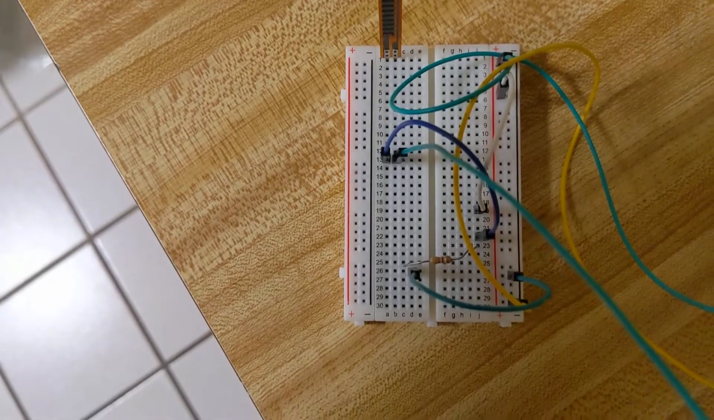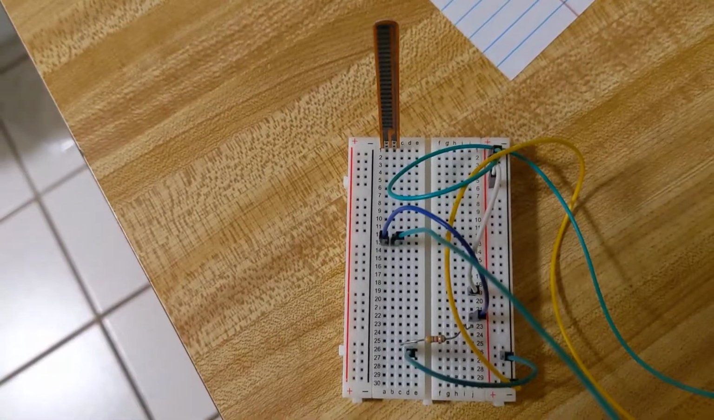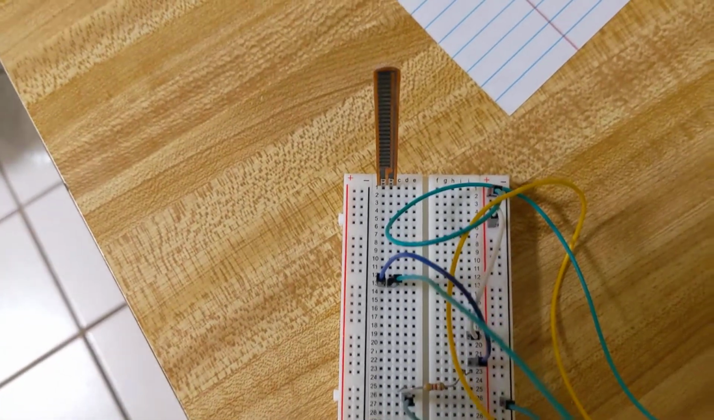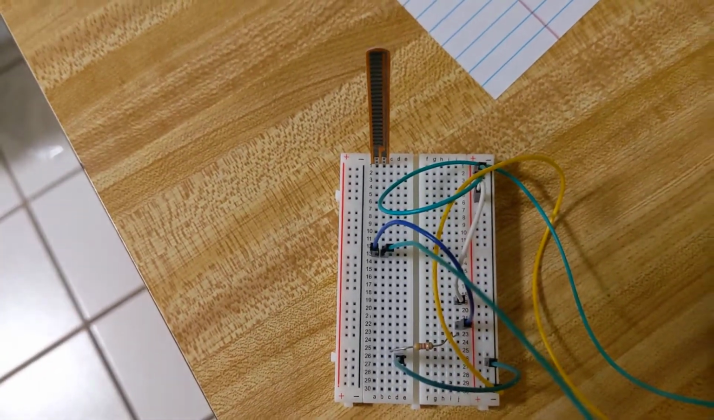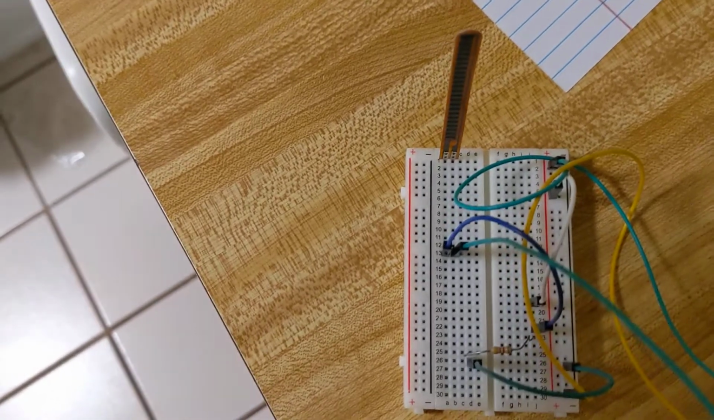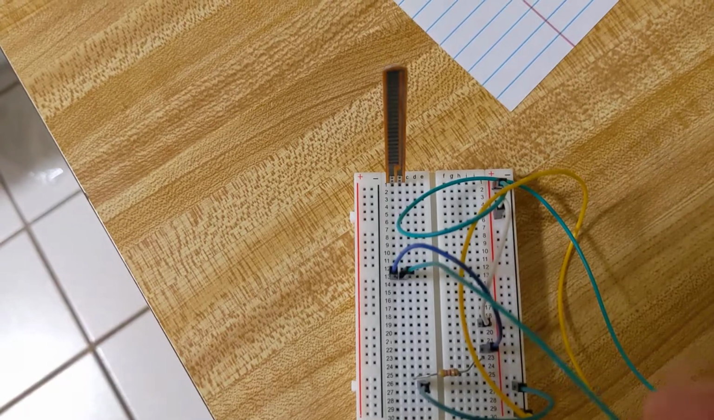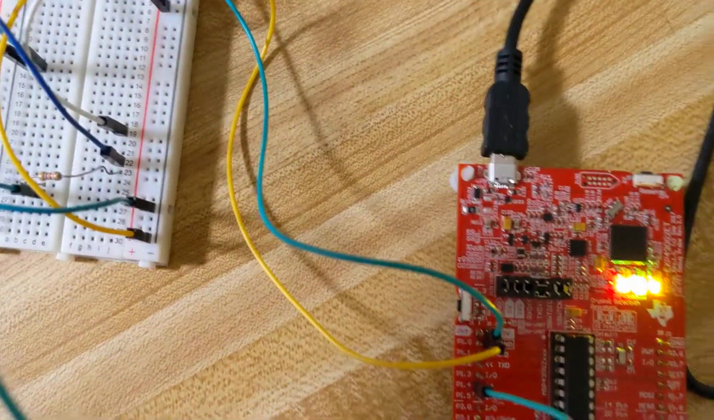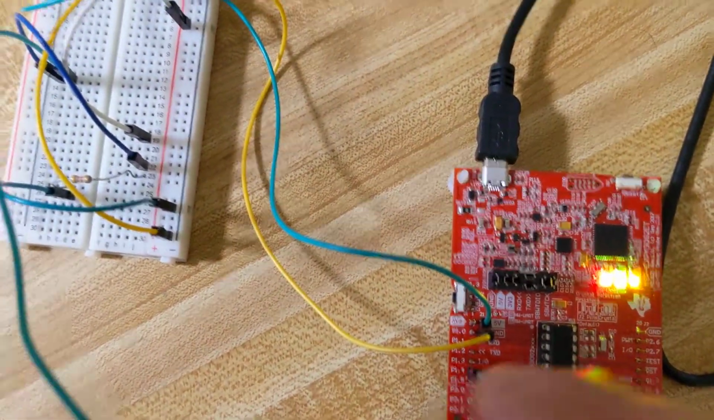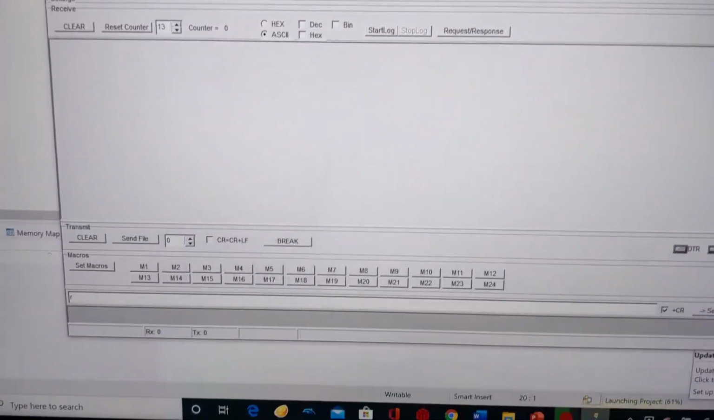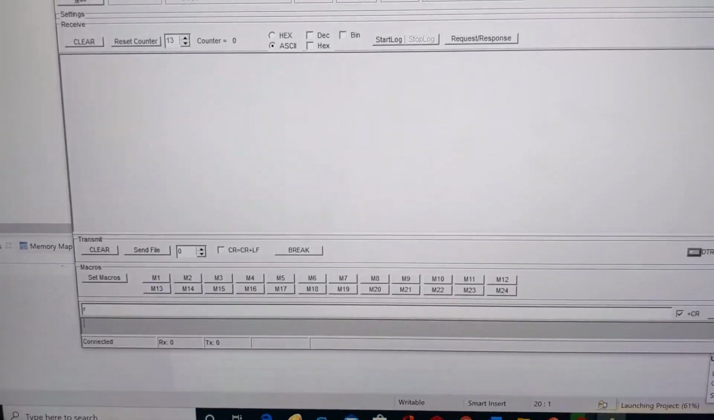Here's my circuit. It is a basic voltage divider. And the output would be this wire, which will be connected to A4 right here.